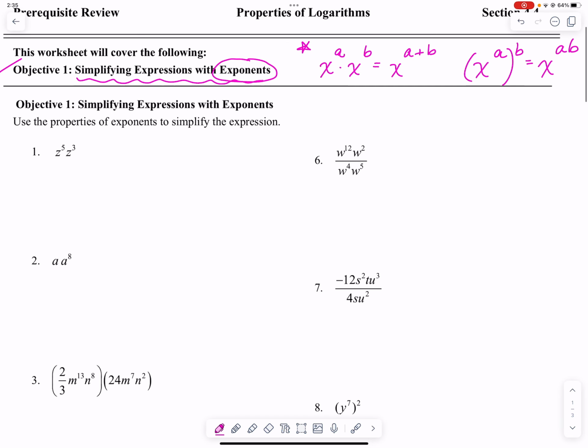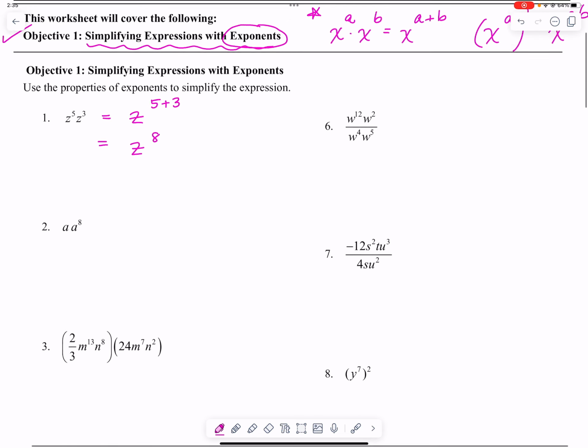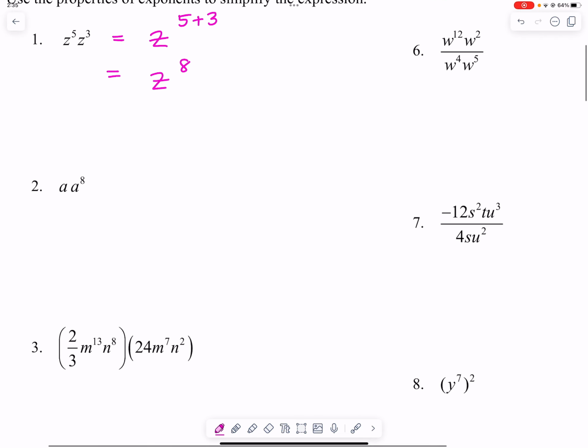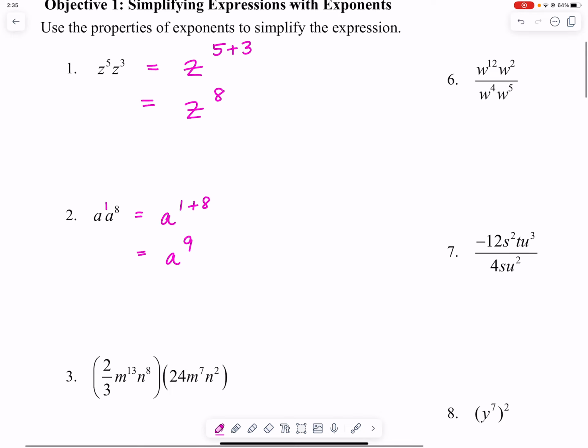Looking at number 1, we can see we have the same base, so we will be adding those exponents together, and we arrive at z to the 8th power. Now we do need to be careful because this a has a first power there. So that is a to the 1 plus 8, and that is a to the 9th power.